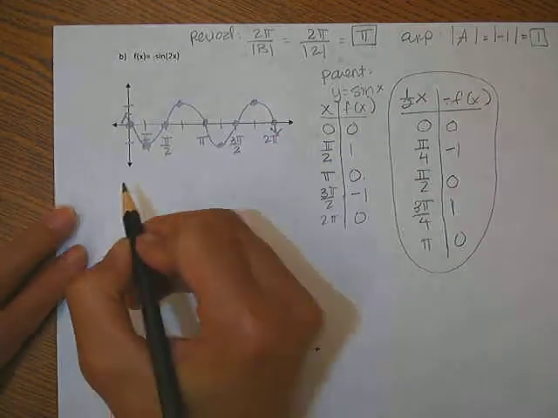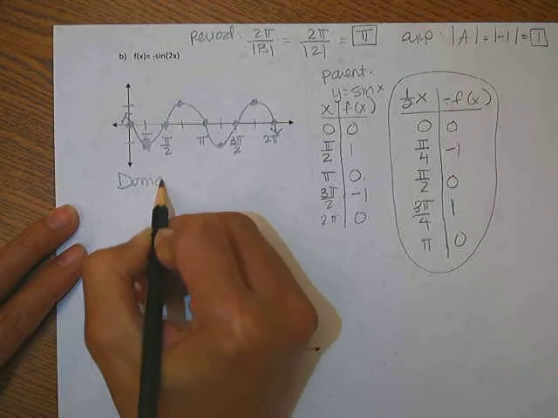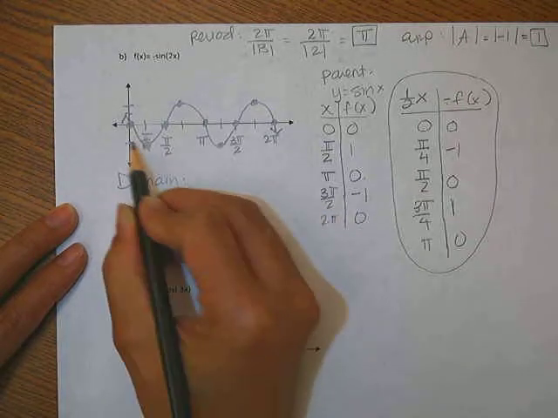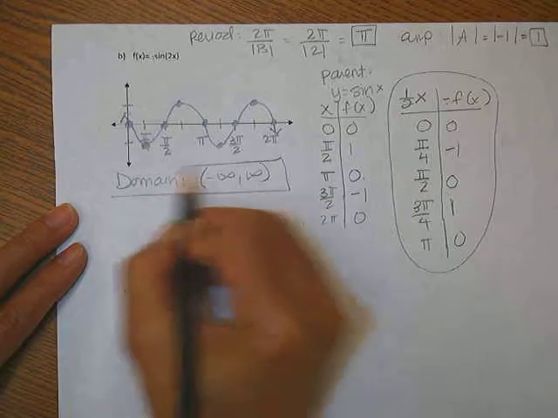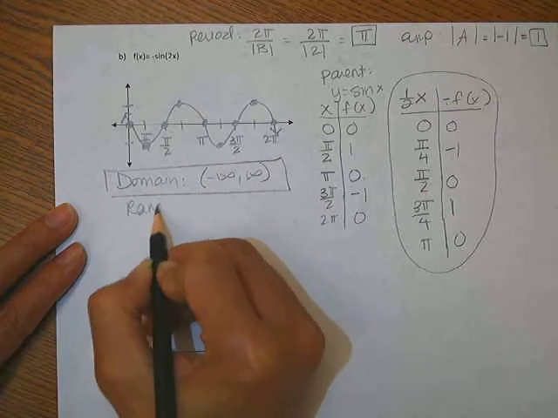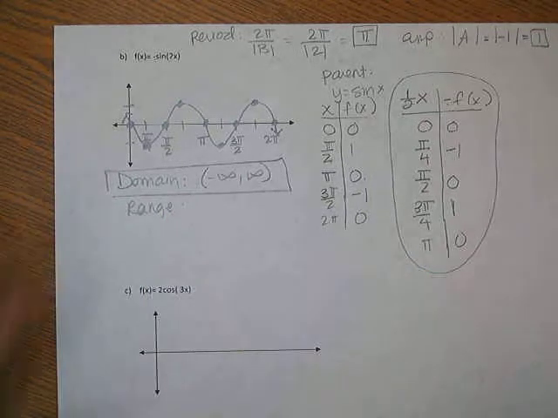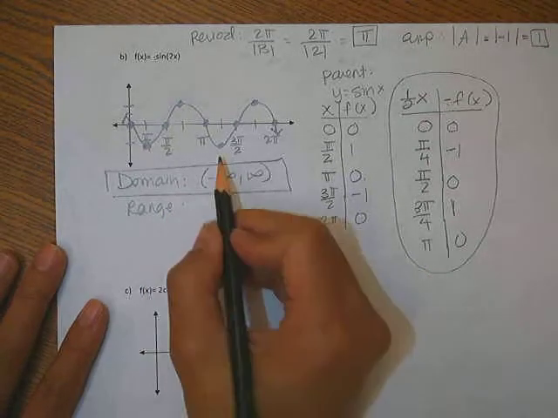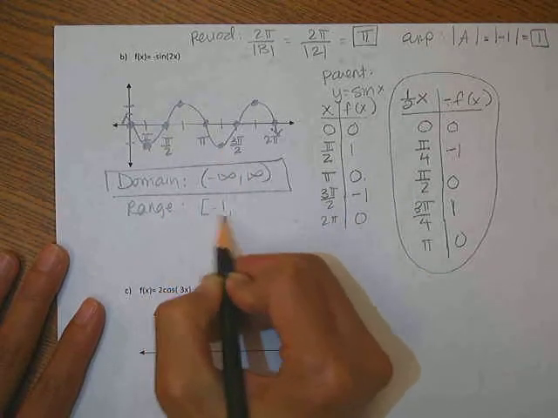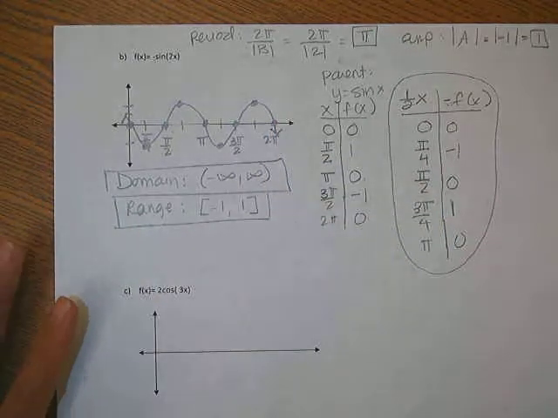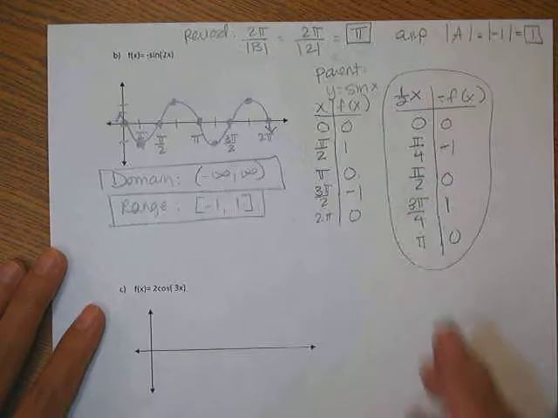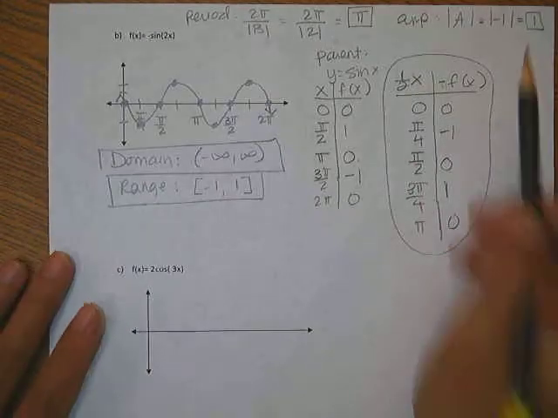Now we're going to talk about the domain and range. Domain, it goes on forever: negative infinity to infinity. Your range, how high and how low. What's your low and what's your high? My low is negative 1, inclusive, and my high is positive 1, inclusive. Alright, we got amplitude, we got period, we are good to go.